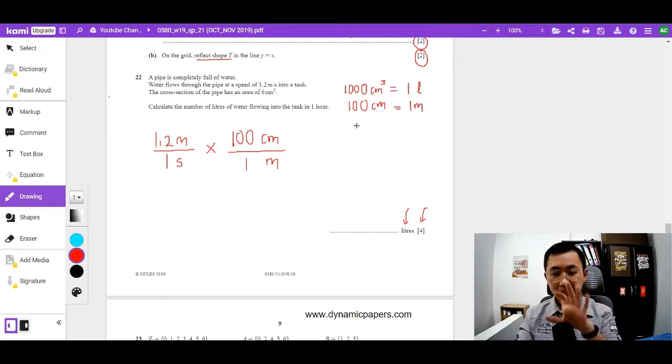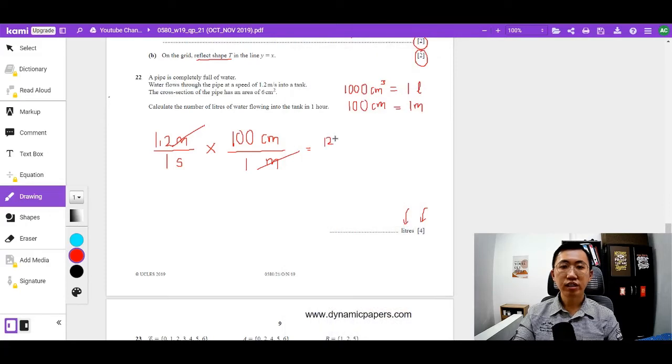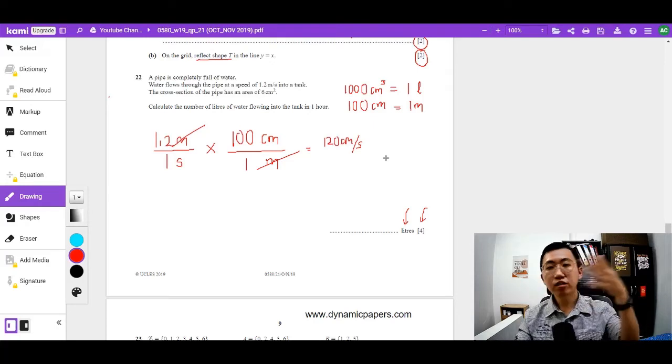Now, when you lay out your fractions like this, you can actually convert your units. Look, meter and meter cancel off the unit. That's how you get centimeter per second, right? So all you got to do here is 1.2 times 100. You can use a calculator. 1.2 times 100, and you're looking at 120. So you write 120 centimeter per second. So your pipe right now, the water flowing in is actually 120 centimeter per second.